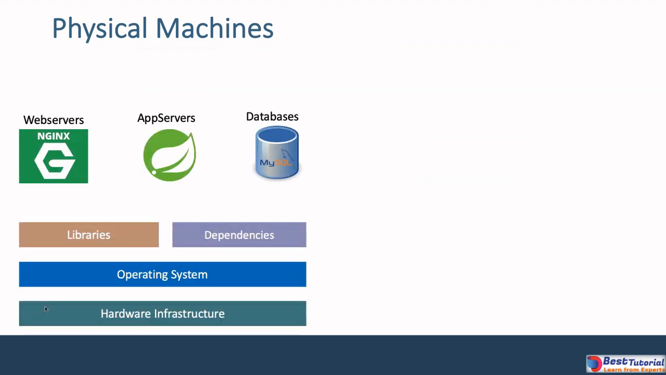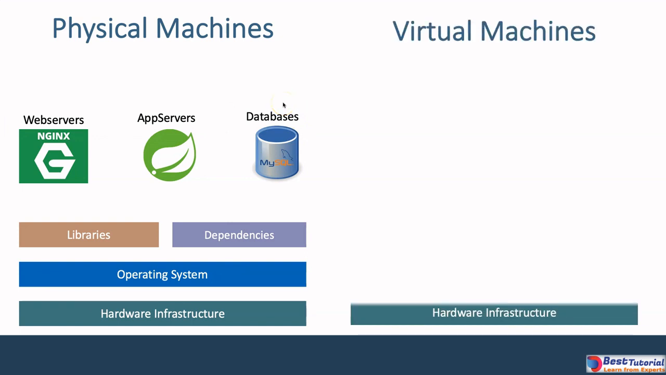Moving on, let's see how a physical machine looks when we install the application. So we have hardware infrastructure, operating system, libraries and dependencies installed on that operating system, and we have deployed the web servers, app servers, and databases on that physical machine. So let's see from physical machine to virtual machines, what is the difference, right?